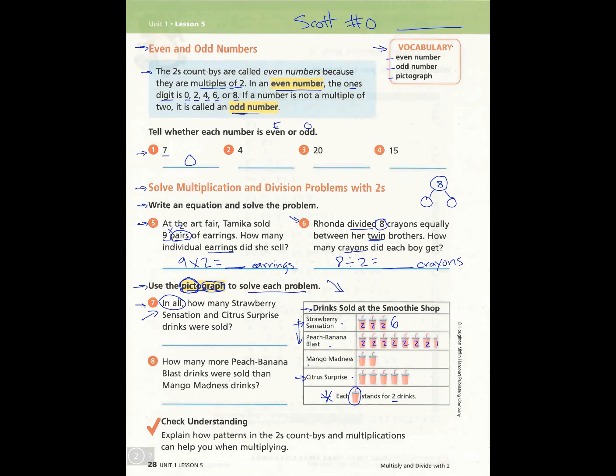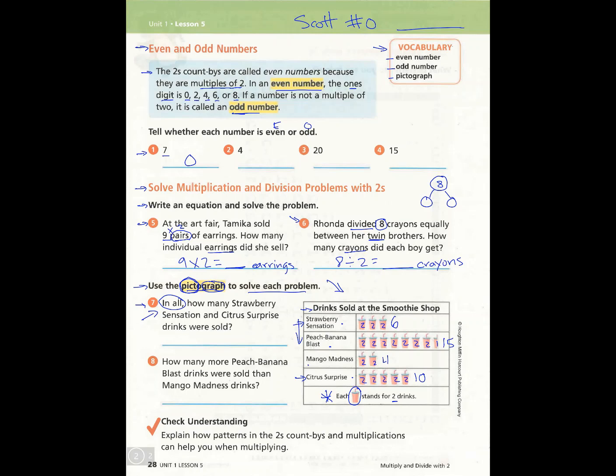So now I need to go back and count because I lost my count. So 2, 4, 6, 8, 10, 12, 14, plus 1 more is 15. There was 15. Mango Madness, 2, 4, and then Citrus Surprises, 2, 4, 6, 8, 10. So I would say pause the video right now, go ahead and copy all that down, and then when you're ready to go, start it back up.